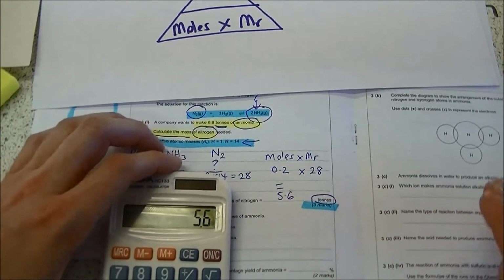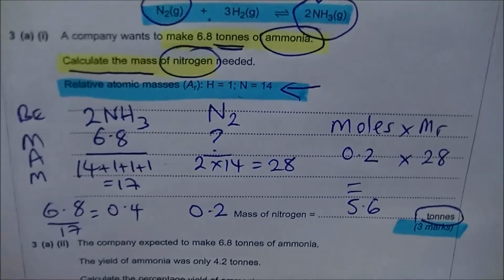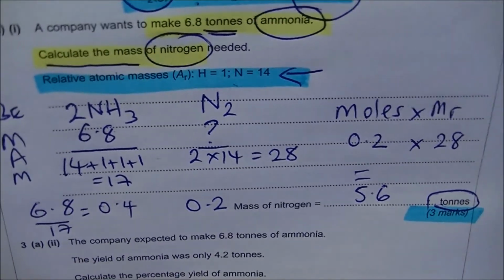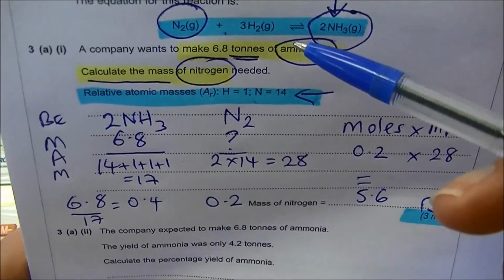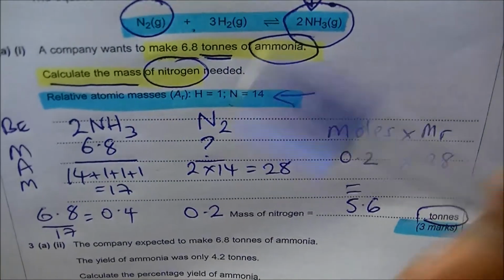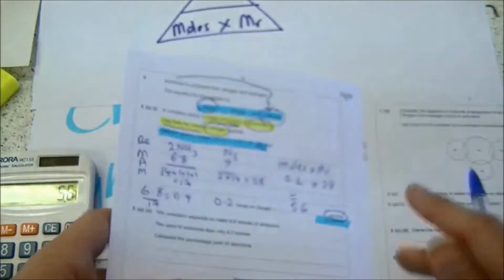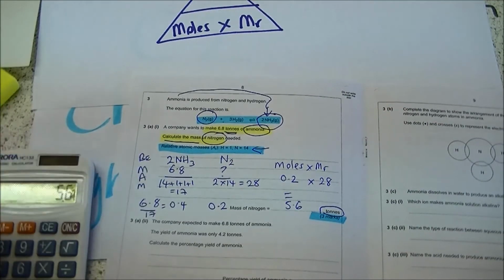And then what I need to do is just double check, does that sound like a sensible number? So they said 6.8 tons of ammonia, how much nitrogen would be needed? I'm taking nitrogen, I'm adding something else to it, so I'd expect to then make 6.8 tons, so I'd expect the number to be less than 6.8, and it is. So that seems like a sensible number, that's my answer, that's full marks.